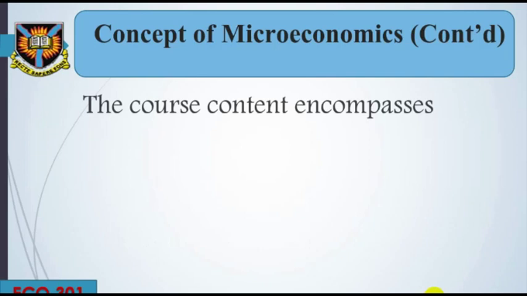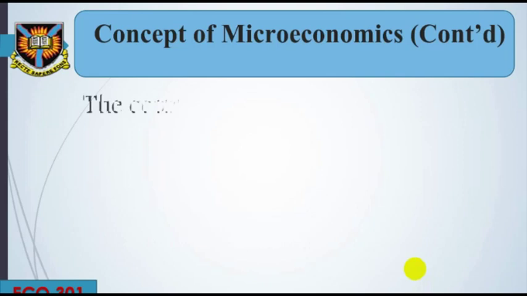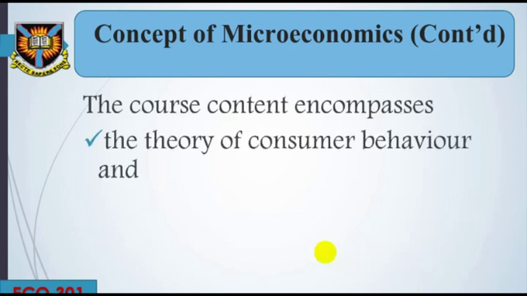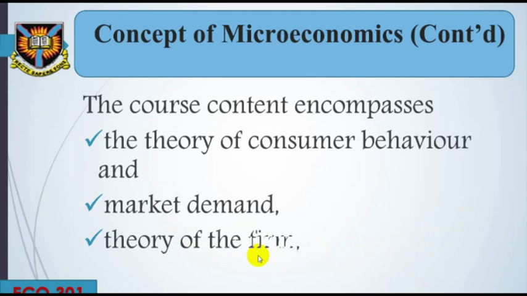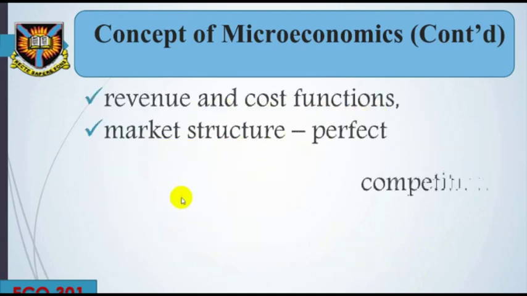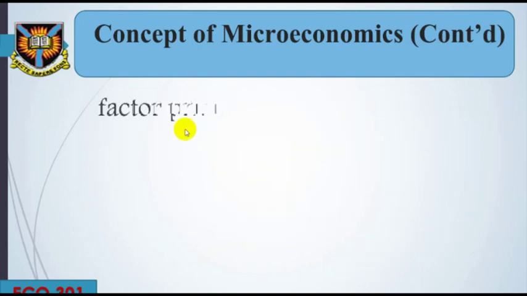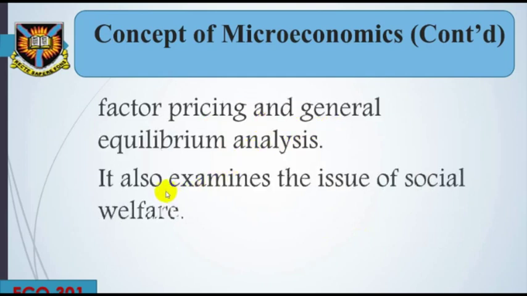Microeconomics is thus concerned with the analysis of the economic behavior of isolated economic units such as individuals, households, and business enterprises. The course content encompasses the theory of consumer behavior and market demand, theory of the firm, revenue and cost functions, market structure, perfect competition, monopoly and monopolistic behavior, factor pricing, and general equilibrium analysis. It also examines the issue of social welfare.